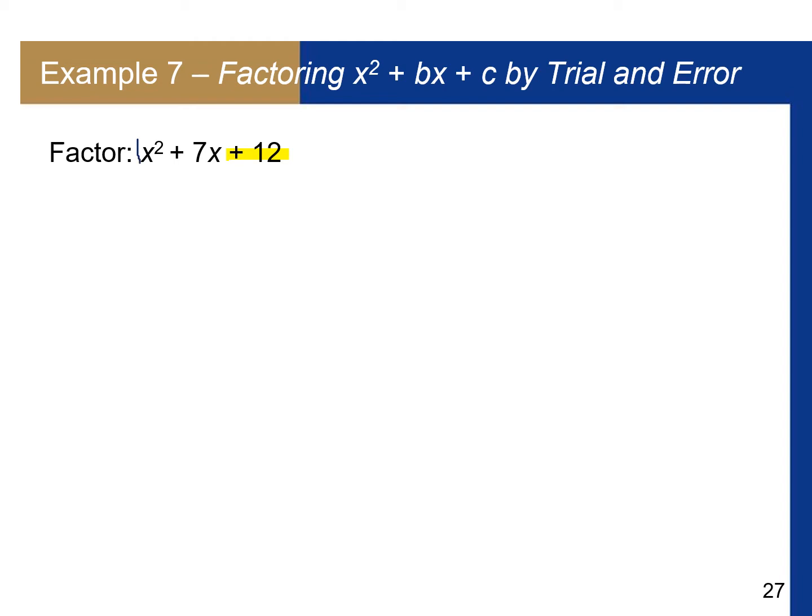Now what I'm going to do is I look at my factors of 12 and I ask myself, factors of 12 that I add together, and I'm specifically saying add because of this plus sign. So factors of 12 that I add together to get 7. So when I look at my 12, I know that I have 1 and 12. I have 2 and 6. And I have 3 and 4.